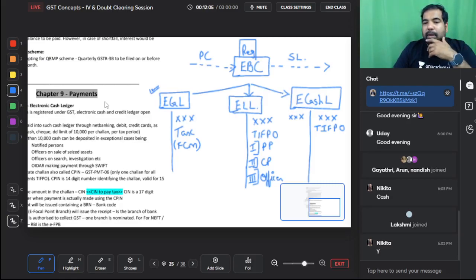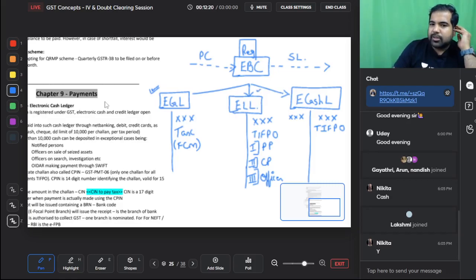But how do you put money into the cash ledger? It's almost like putting money in your bank account. You can pay through cash, check, debit card, credit card, net banking. You have many ways to put money into this account. So TIFPO, and this is the cash ledger.